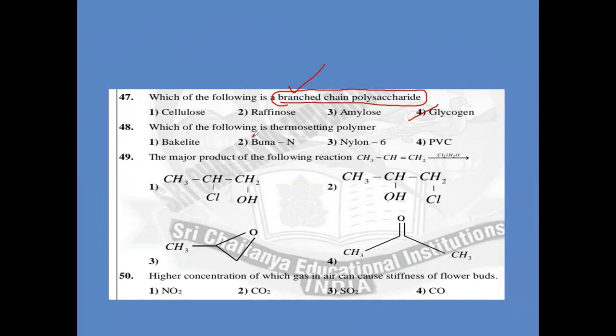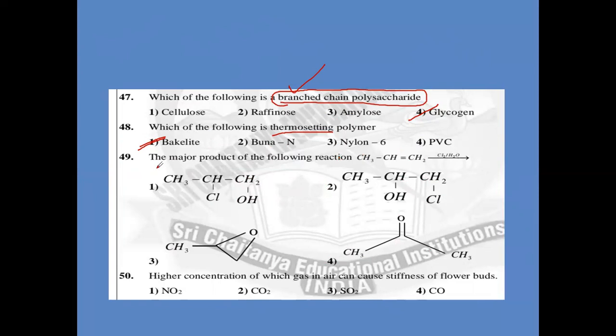Next. Which of the following is a thermosetting polymer? We have two types, thermosetting and thermoplastics. Thermosetting will become hard on heating, but thermoplastics will become soft on heating. For example, bakelite here is the thermosetting polymer example. Remaining all are thermoplastics.